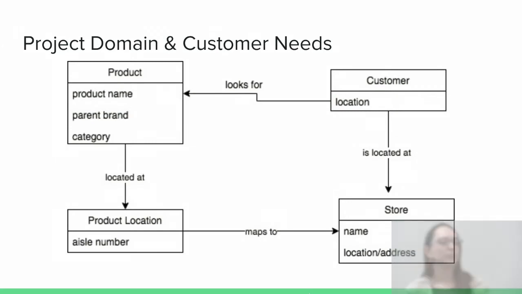Right. So for the domain model, we have the customer here, which is the main focus of our application. The customer is at a TOPS location. They're looking for a product, either using a brand name, a product name, or even a product category. The product in the TOPS store is in a specific aisle, which is also in the store. So it all ties back together to the customer.